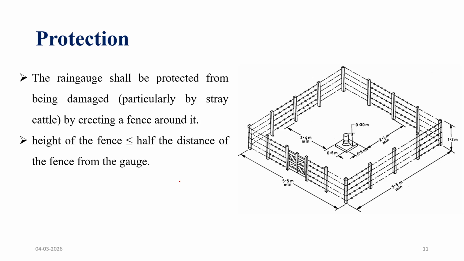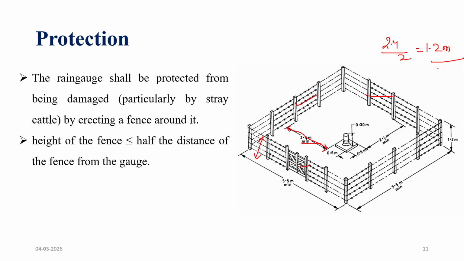The rain gauge shall be protected from being damaged, particularly by stray cattle, by erecting a fence around the rain gauge, as shown in this figure. The height of the fence should be half the distance between the fence and the rain gauge. If here the distance between the rain gauge and the fence is 2.4 meter, then the height of the fence should not be higher than 1.2 meter, which is 2.4 meter divided by 2 equals 1.2 meter. So the height of the fence should not be greater than 1.2 meter.